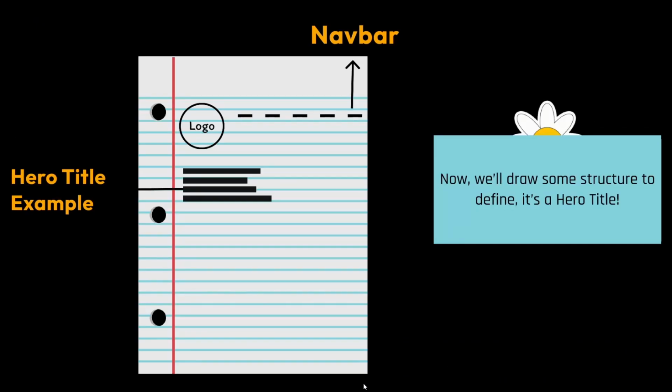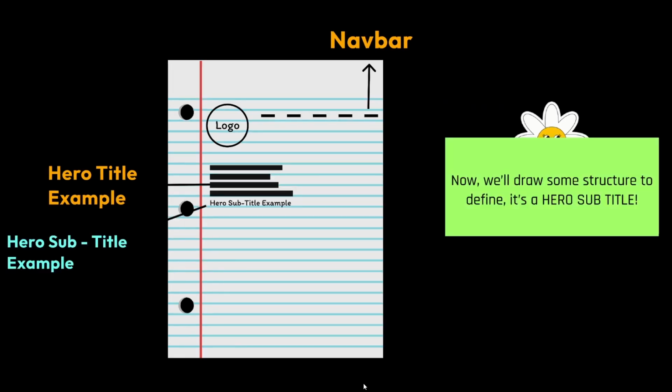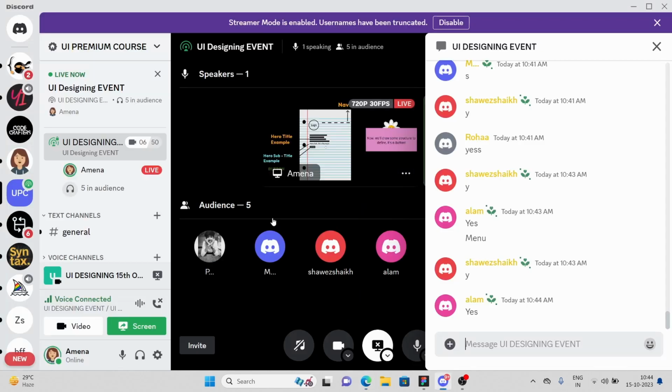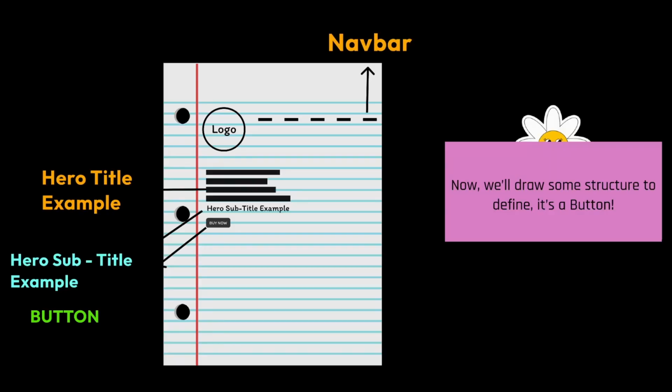Are you guys done with creating these kind of lines so that you can know that it's a hero title? Now, the fourth thing is we'll draw some structure to define it's a hero subtitle, right? We'll write some text here, hero subtitle. And the next thing we are going to be doing is creating a button. Now we'll draw some structure to define it's a button. Here's the button we got. You have to draw everything that I'm showing you guys, of course.